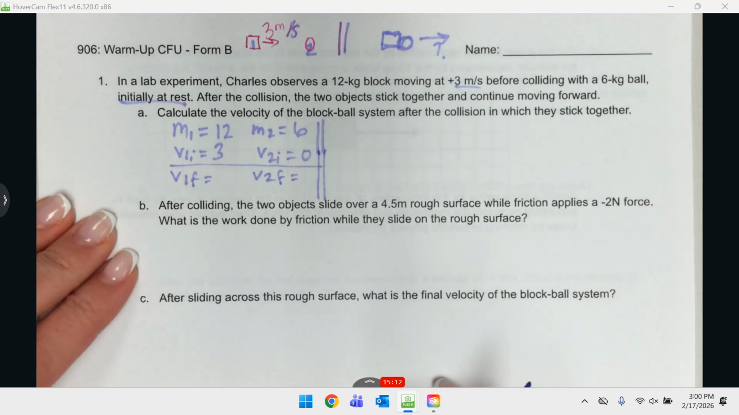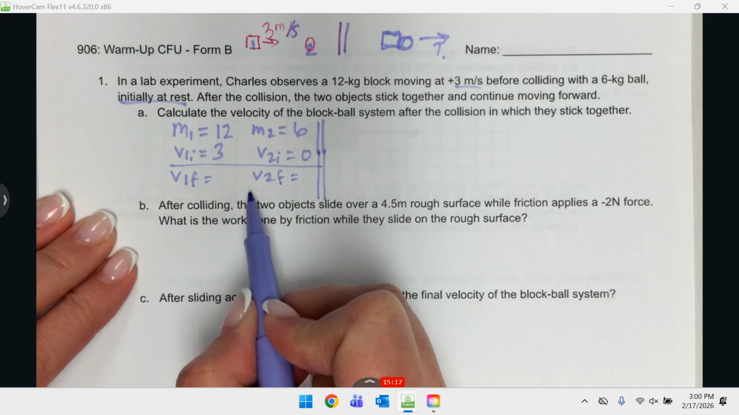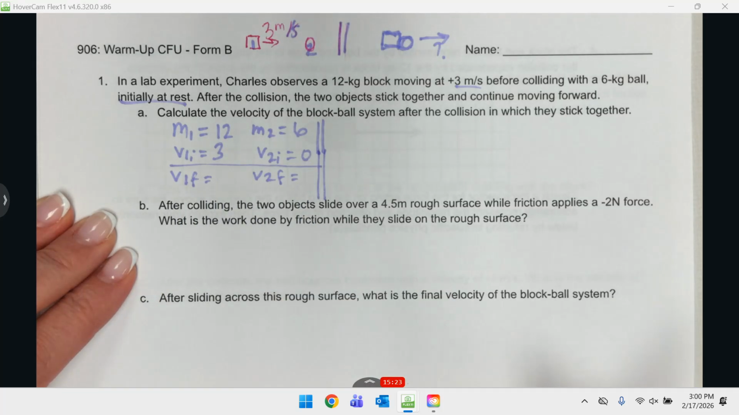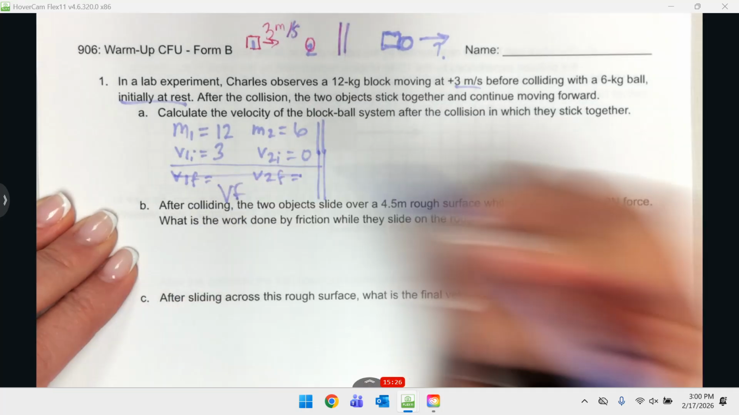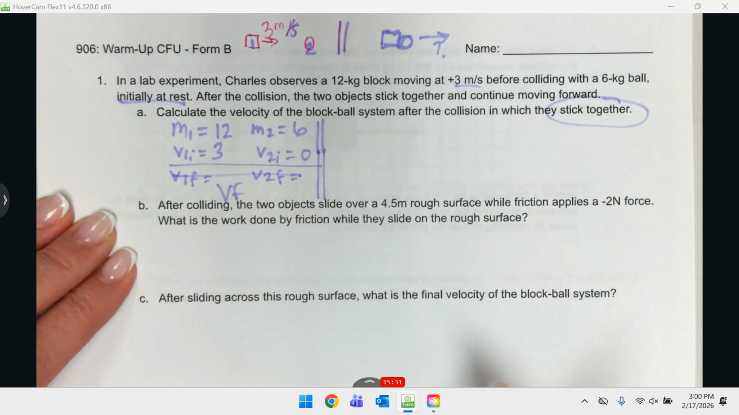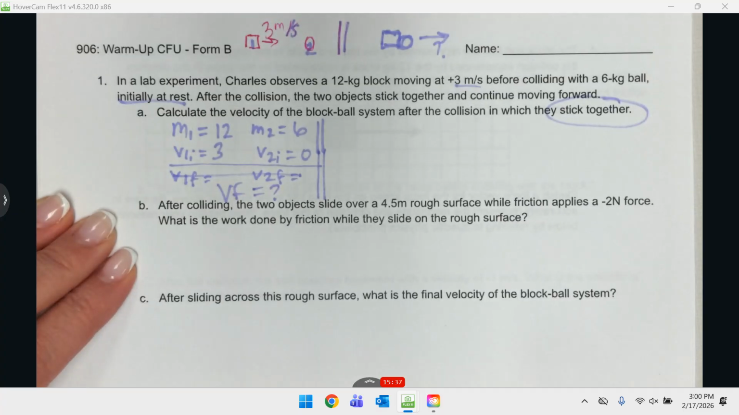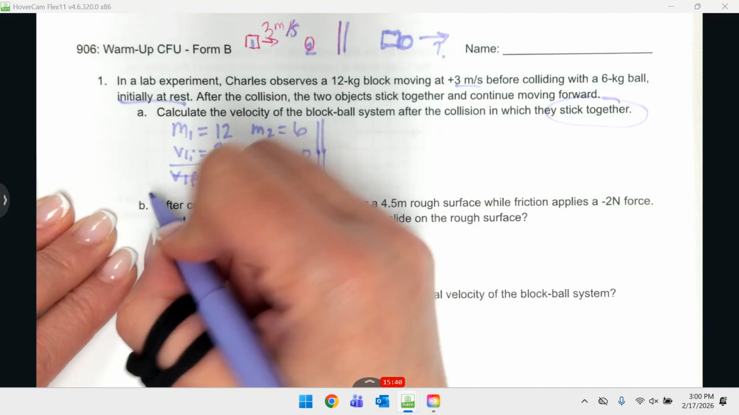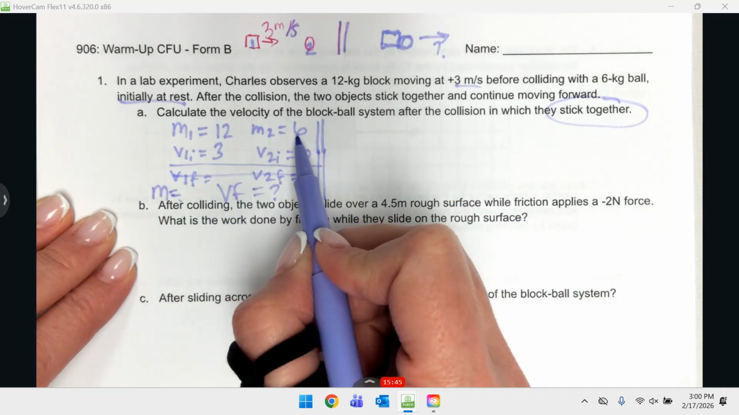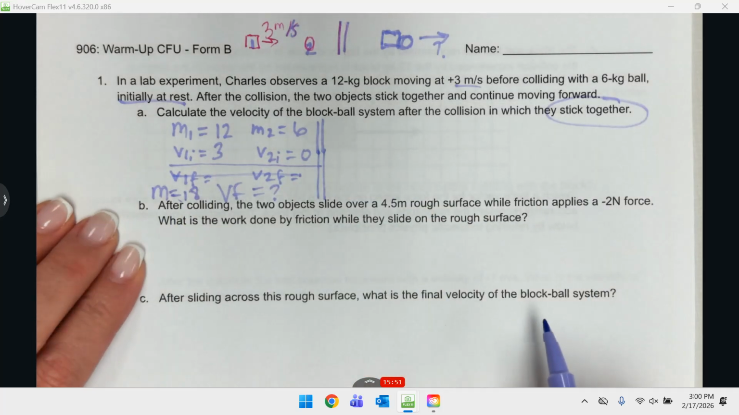Now the thing about this particular problem is that because these things stick together, these two things are the same. So rather than having V1F and V2F, which would imply that we have two different velocities, we can instead just call it VF, because if you have a stick together collision, they're going to have a shared velocity at the end. And that's what we're looking for, that shared final velocity. Because they're stuck together, the mass will be the total of the two. It'll be M1 plus M2. Your total mass there is going to be 18, which we'll see in a minute when we do the math.